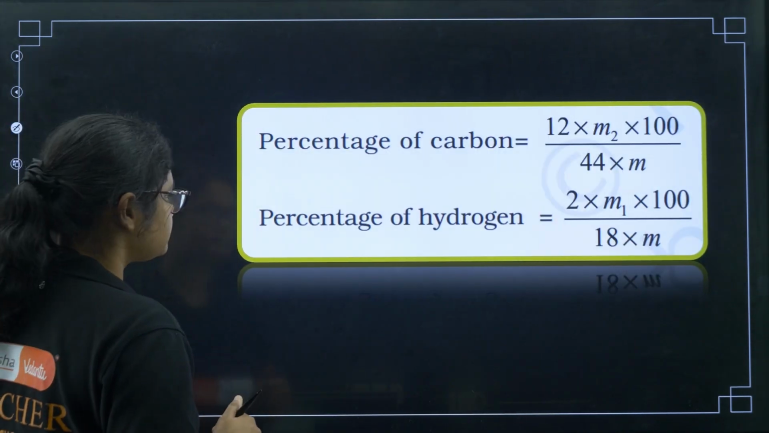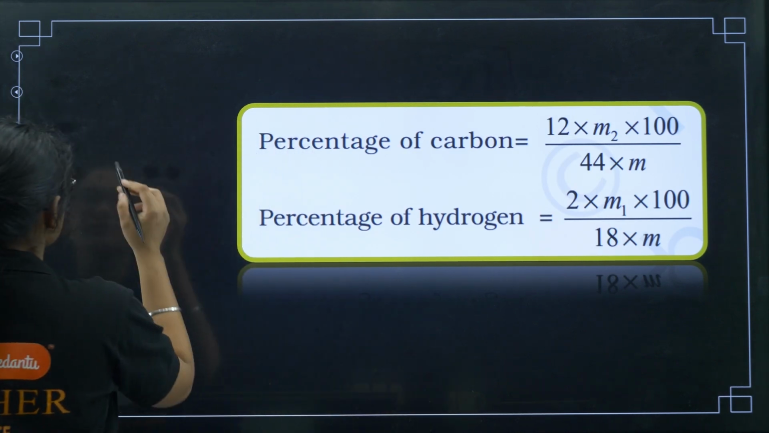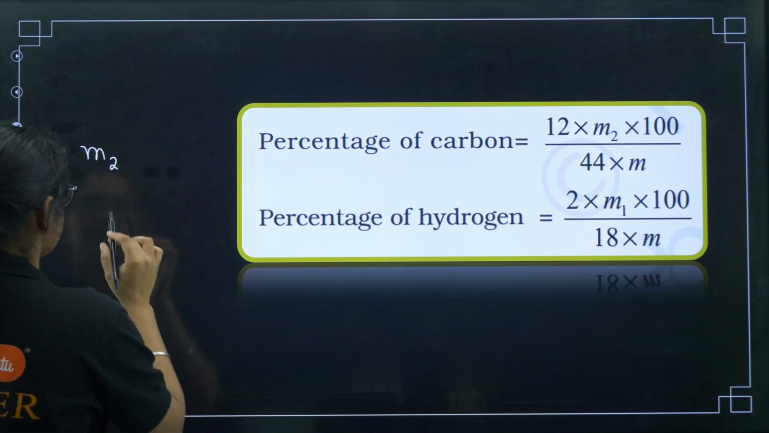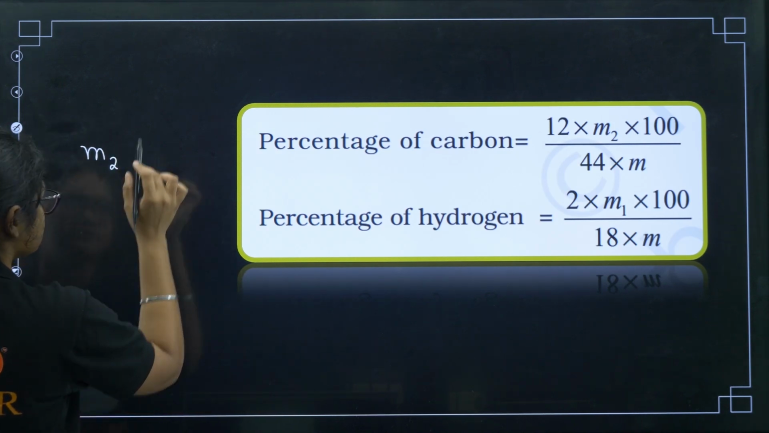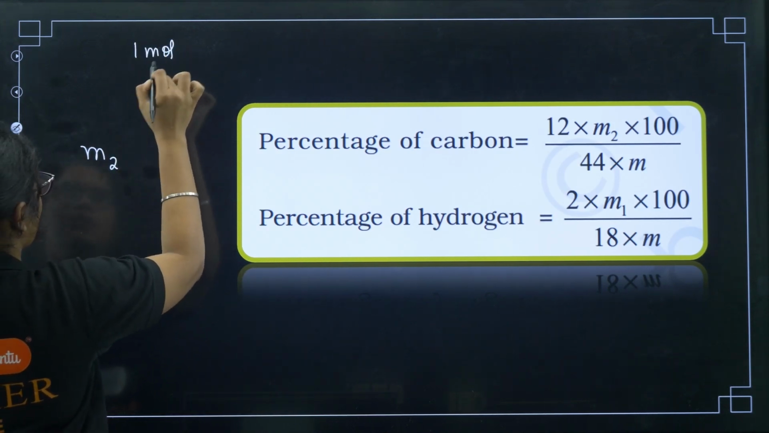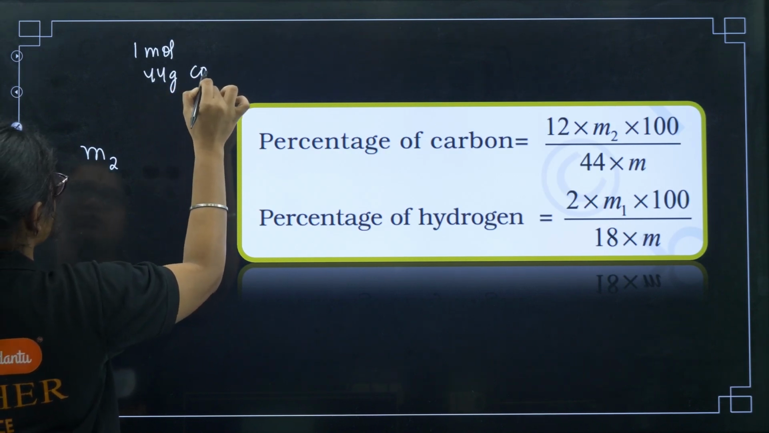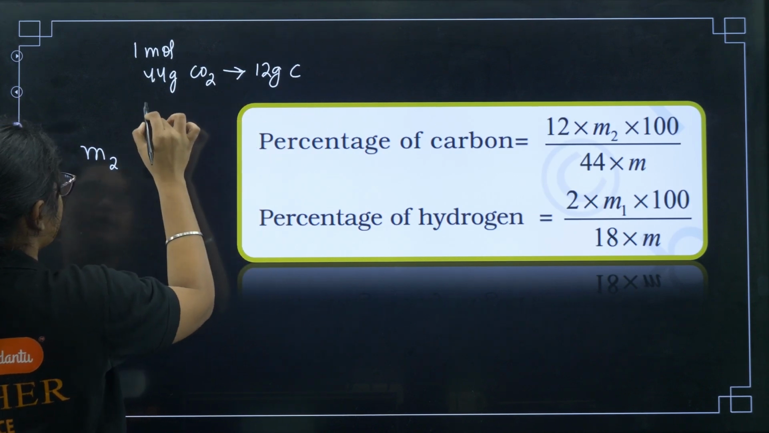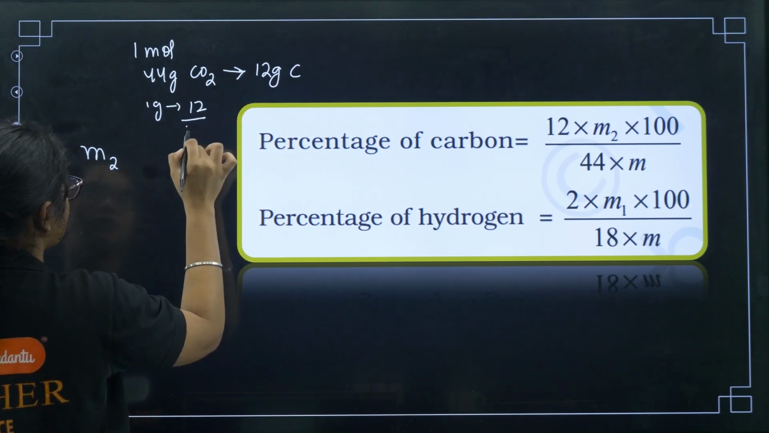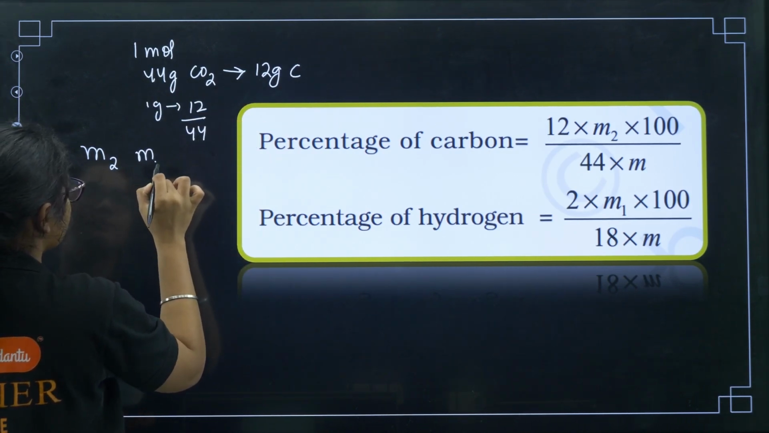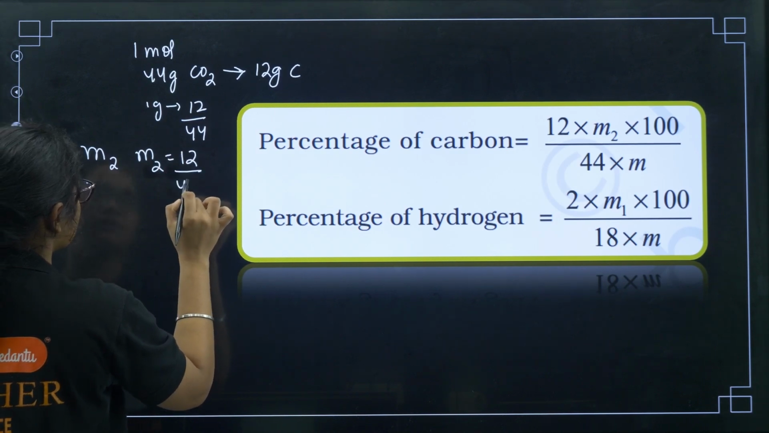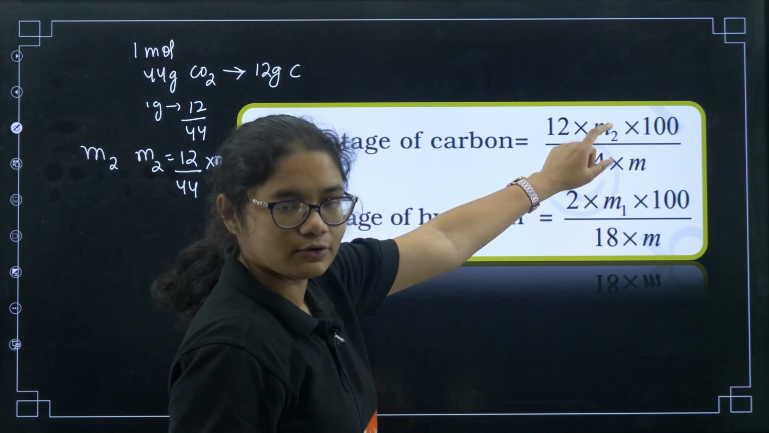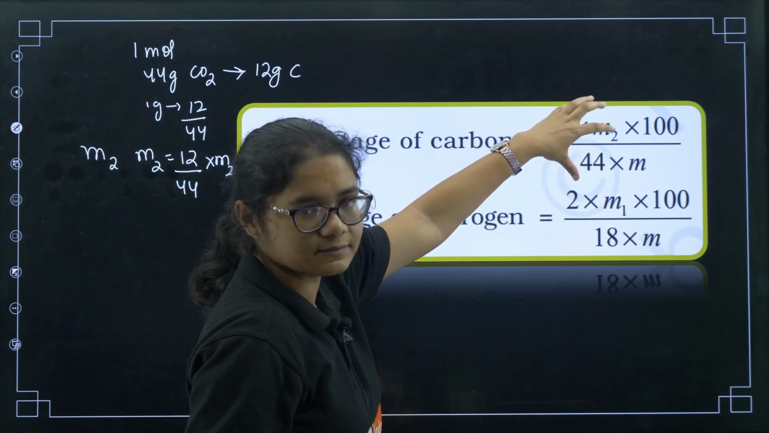Suppose M2 amount of carbon dioxide is produced. In 1 mole, or 44 gram, of CO2, we have how much carbon? 12 gram of carbon. In 1 gram it is 12 by 44 gram. In M2 gram it will be 12 by 44 into M2. This is the mass of carbon that is present.